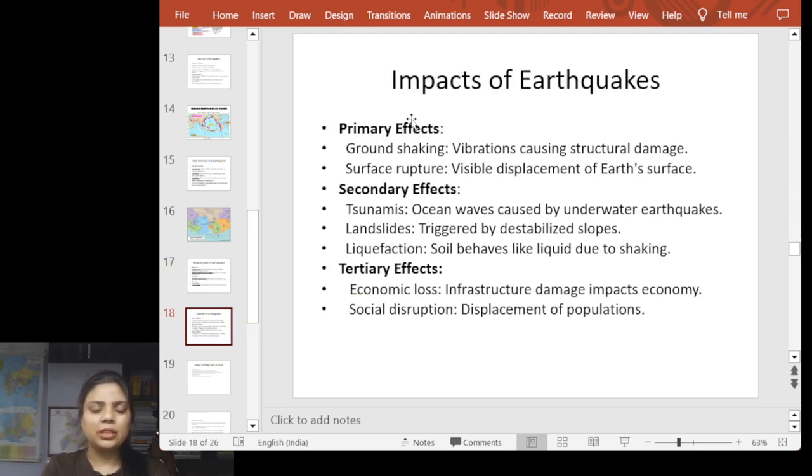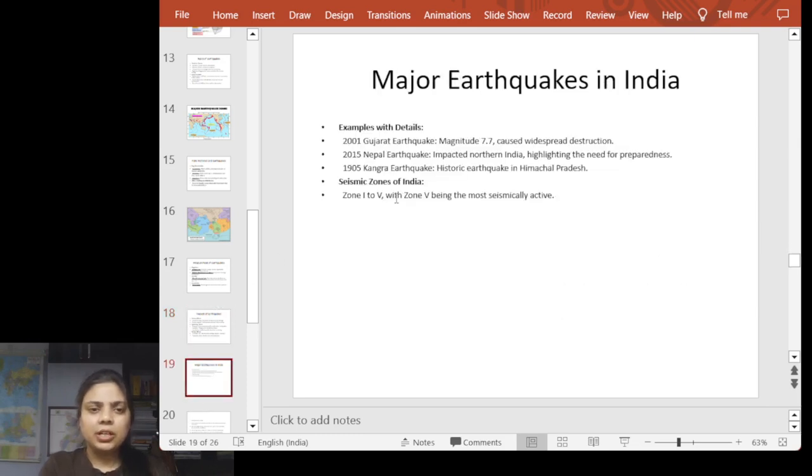Impact of earthquake, that would be primary impact, secondary impact, and tertiary effect. It is not something which you guys don't know, so you can just refer to this material, nothing much to explain here. So, major earthquakes in India. Let's focus our earthquake topic specific to the India region. Till now we have seen the world, now we are focusing on the India region.